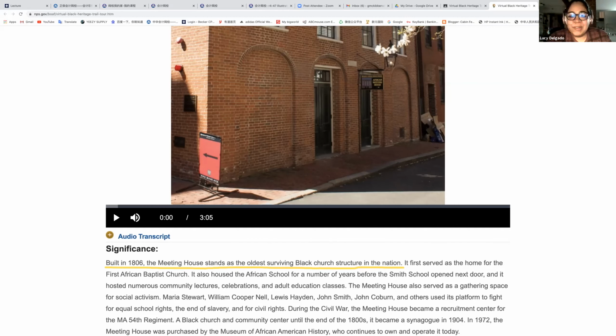But also that was a church that is still alive. Yes. So what that means, in the wording of this, it seems like it's only a history class, but it's actually an English class. What does that sentence mean? The meeting house stands as the oldest surviving Black church structure in the nation. Does that mean it was the first Black church in the nation?